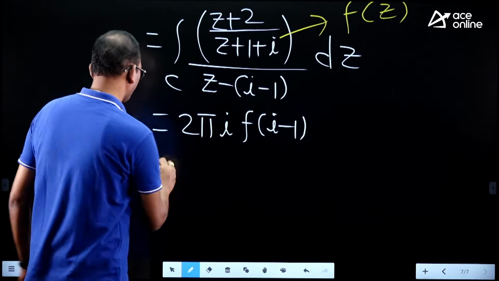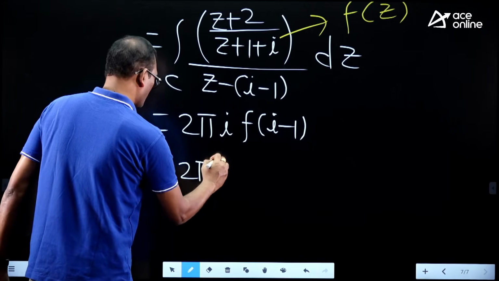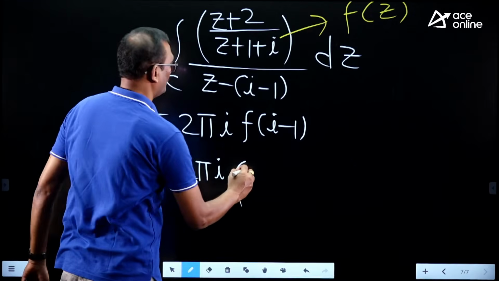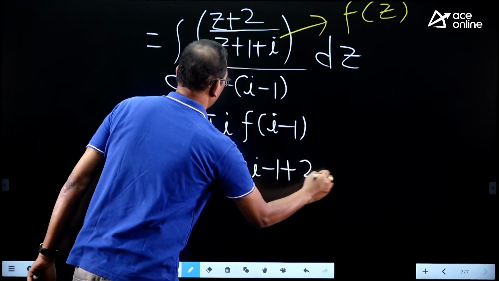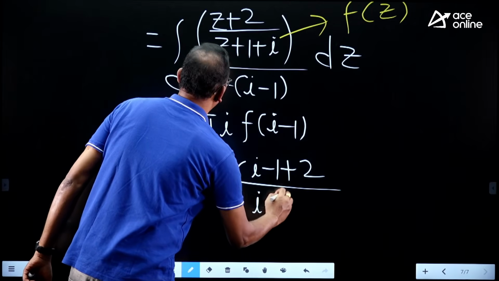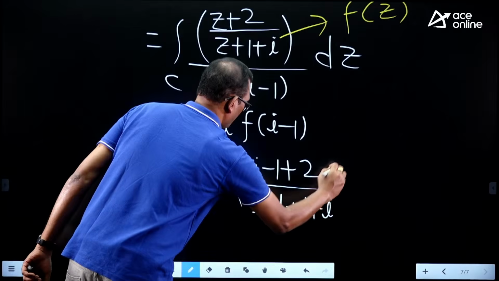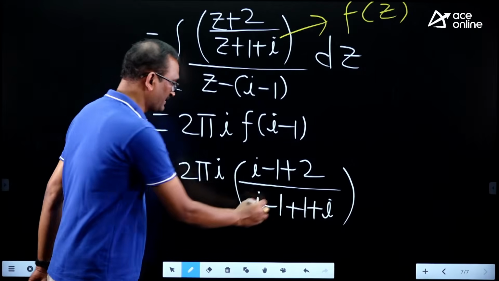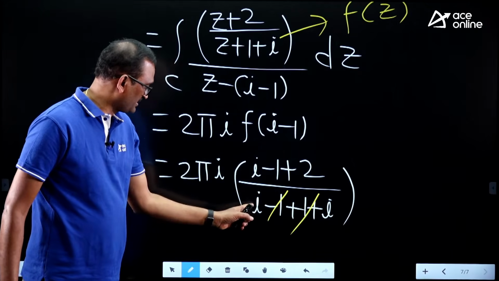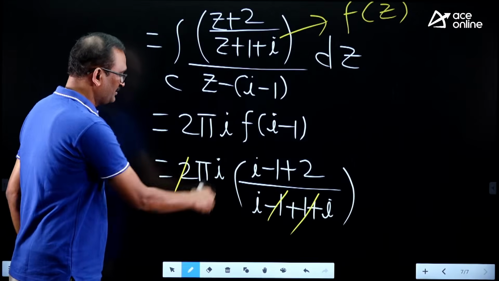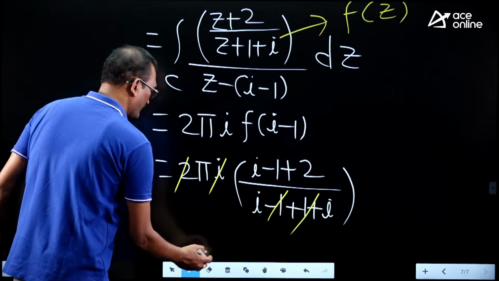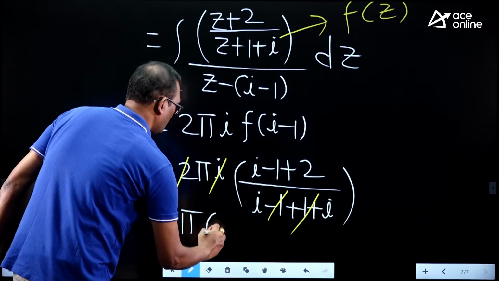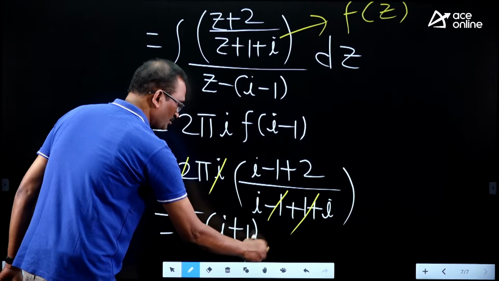This is equal to 2 pi I or 2 pi j, substituting z as I minus 1 in f of z: the numerator is I minus 1 plus 2, and the denominator is I minus 1 plus 1 plus I. Observe this carefully: minus 1 plus 1 cancel, and I plus I is 2i, and this 2i cancels. Therefore, the final step is pi into I plus 1.